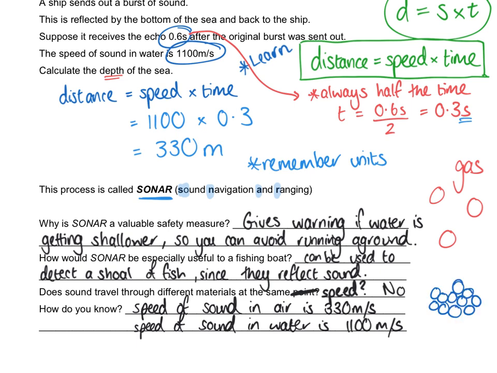So the particles in a gas are really far apart, and so therefore it's slower for those vibrations to be passed along. But then in a liquid, the particles are closer together, and they're maybe not as close as a solid. There's a bit of space for them to move past each other. That's why liquids flow. But the particles are much closer together than they are in a gas. So therefore the vibrations of a sound will be able to be passed on much quicker through a liquid than a gas. And that's why sound travels faster in water than in air.